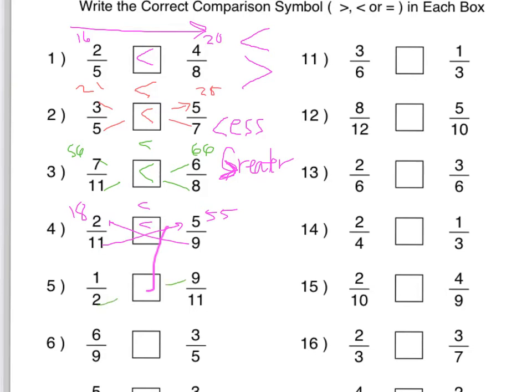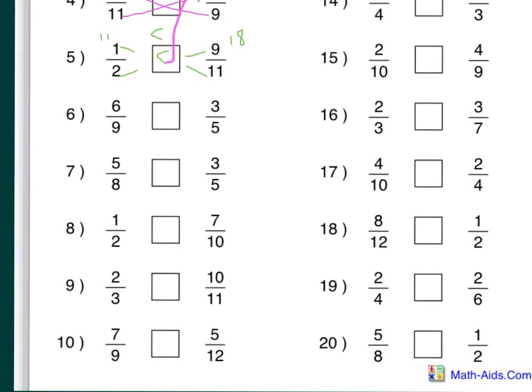Okay, 2 times 9 is 18. 11 times 1 is 11. 11 is less than 18. So 1/2 is less than 9/11. Okay, is it just me or is it weird that all of these are less than so far? Hope that changes. Okay. 9 times 3 is 27. 5 times 6 is 30. Oh, here we go. 30 is greater than 27, so 6/9 is greater than 3/5.